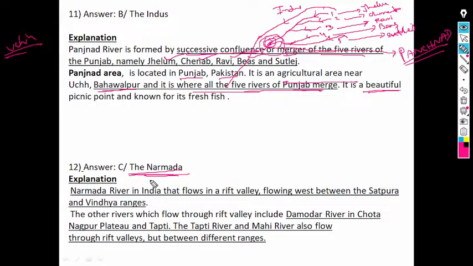Narmada river flows on a rift valley, flowing between the Satpura and the Vindhya ranges. The other rivers which flow in a rift valley are Damodar river in Chotanagpur plateau and Tapti. The Tapti river and Mahi river also flow in the rift valley between these different ranges.